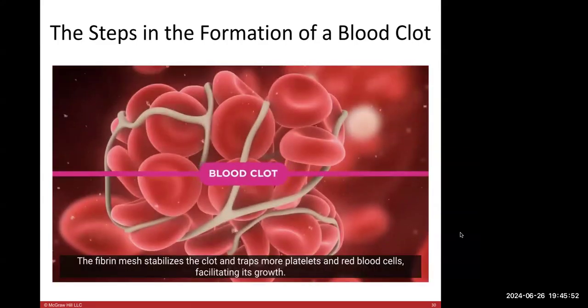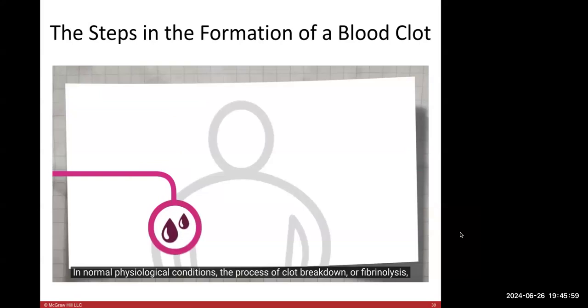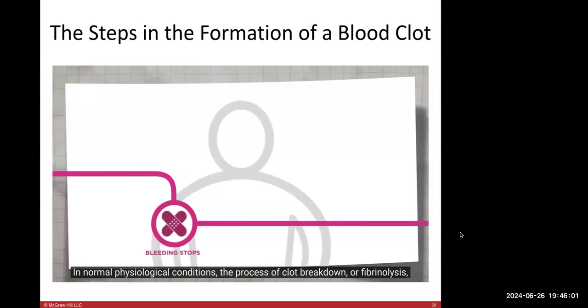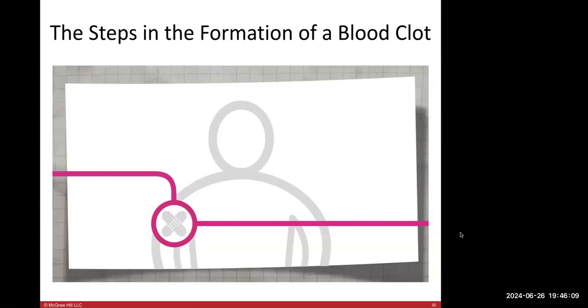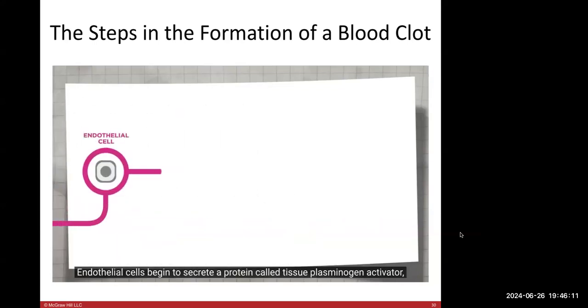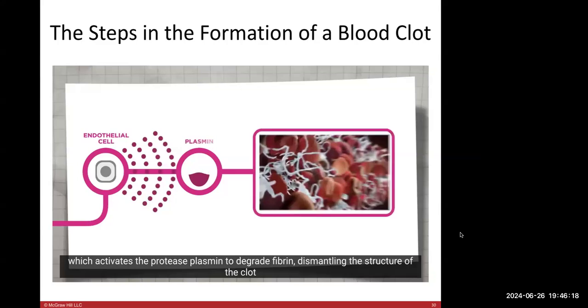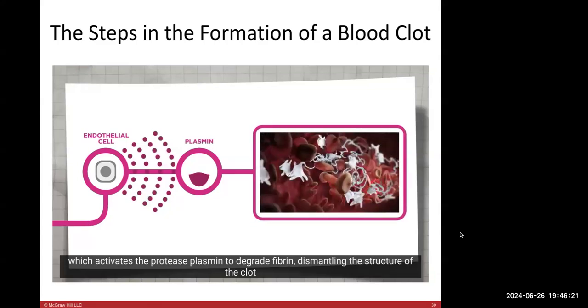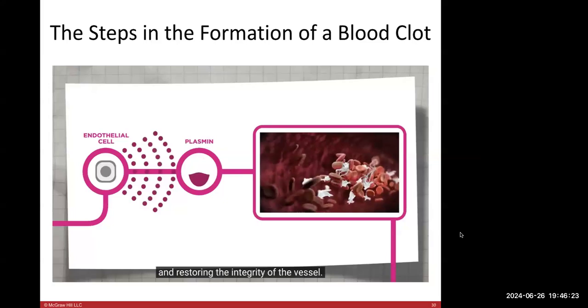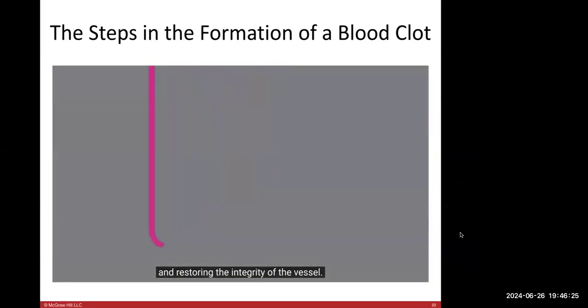The fibrin mesh stabilizes the clot and traps more platelets and red blood cells, facilitating its growth. In normal physiological conditions, the process of clot breakdown or fibrinolysis begins as the structural integrity of the vessel wall is restored. Endothelial cells begin to secrete a protein called tissue plasminogen activator, which activates the protease plasmin to degrade fibrin, dismantling the structure of the clot and restoring the integrity of the vessel.